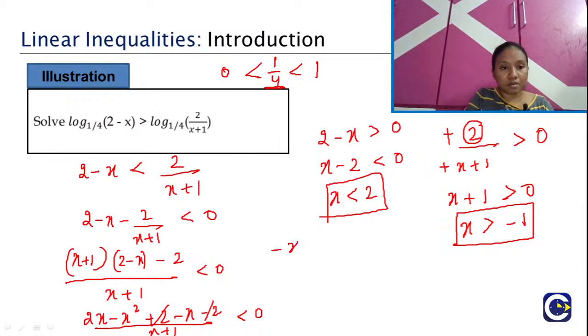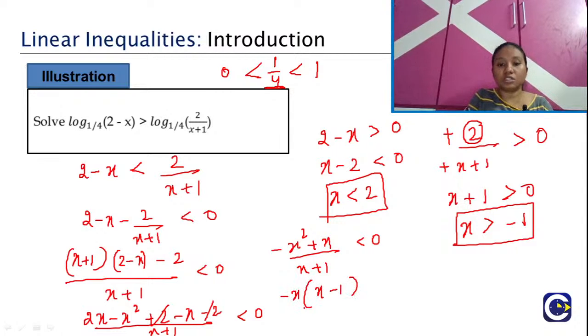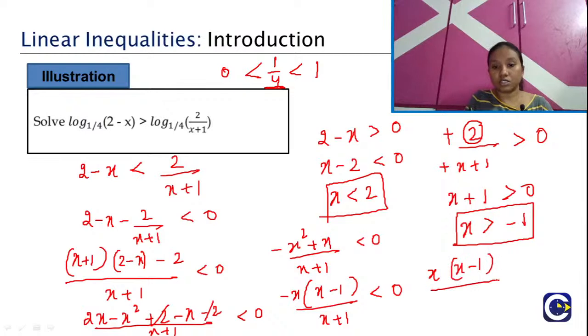That means minus x square plus x by x plus 1 less than 0. So here, if I take minus x common, then it will be x minus 1 by x plus 1 less than 0. So here I am having this minus, so I have to eliminate this minus. Then the inequality will change into x minus 1 divided by x plus 1 greater than 0. So now I can apply my wavy curve method.